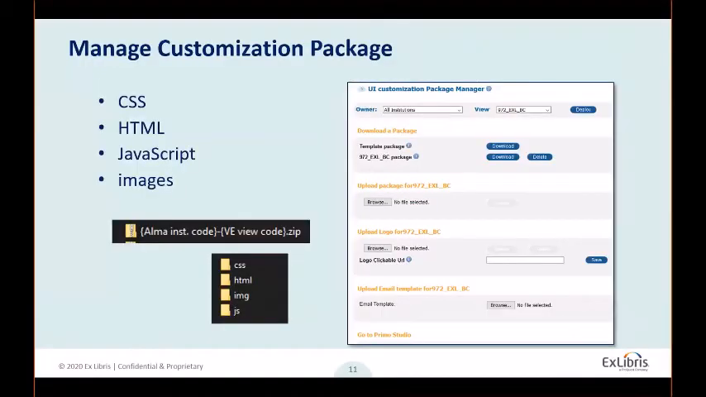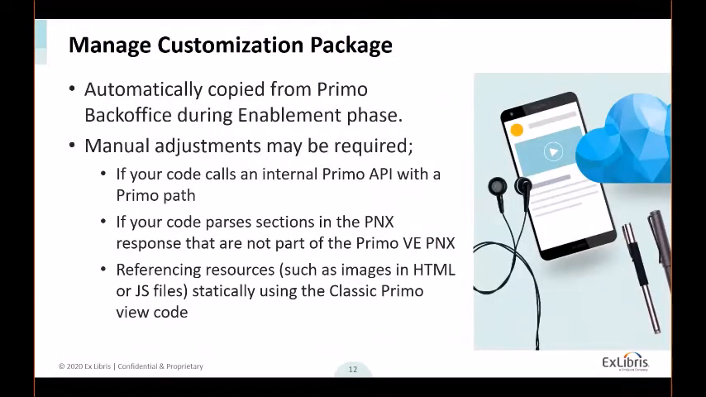The last tab is for a customization package, which is not part of the Views wizard in Primo Backoffice, but rather under a separate menu. Your classic Primo Views packages are automatically copied over during the enablement process. However, there may be a need for some manual adjustments, mainly in cases where your files contain static Primo links or refer to your classic Primo view code.